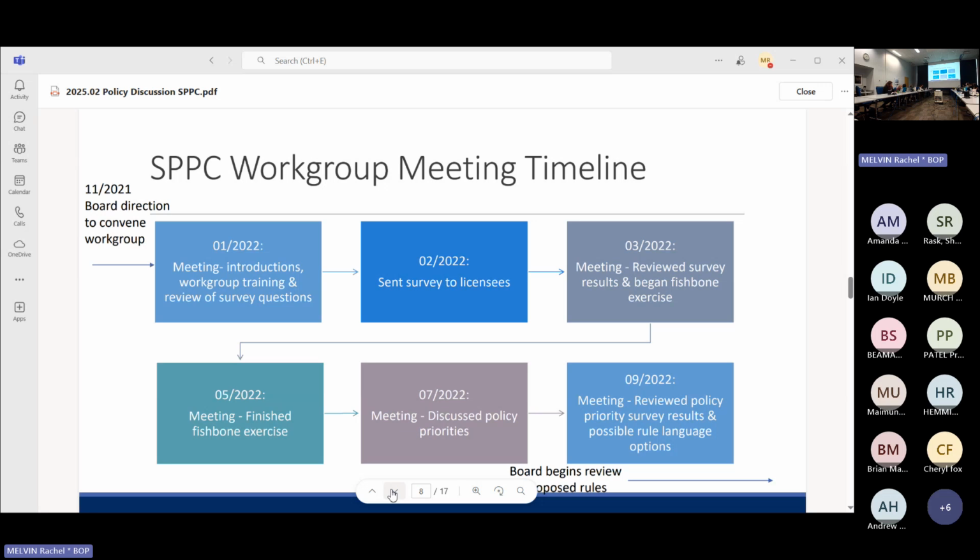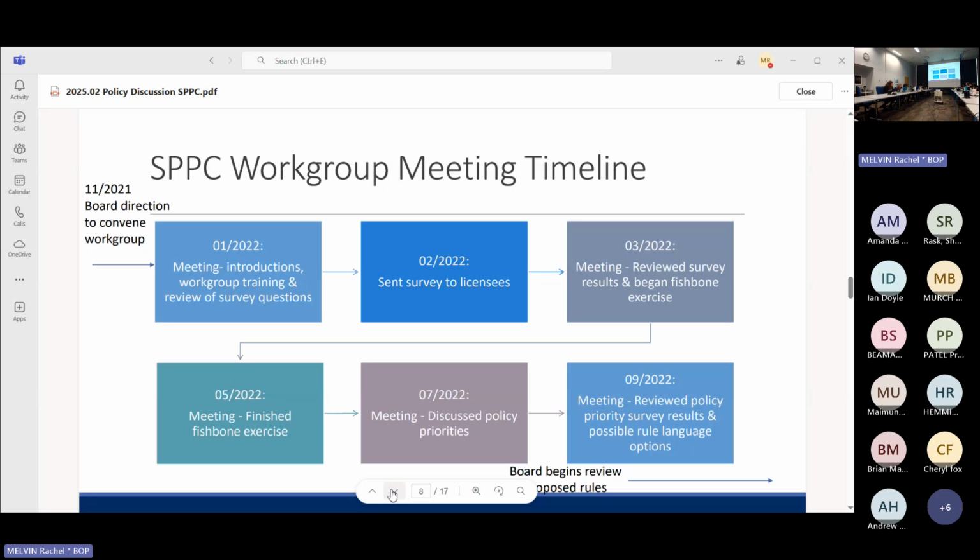And as is customary, after that, the work group participated in a fishbone exercise, also known as a cause and effect diagram. It's a visual tool used to identify potential or root causes of a problem. It helps them break down the components into smaller, more manageable constituents. And based on the components identified, it created a list of possible policy solutions that were discussed by the work group.